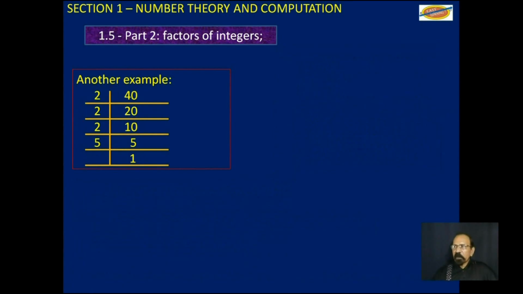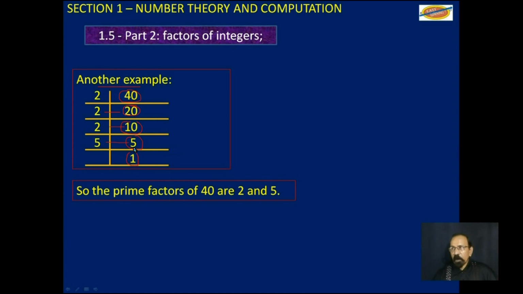Let's look at another example. Let's take 40 this time. If you divide 40 by 2, you get 20. Divide 20 by 2, you get 10. Divide 10 by 2, you get 5. Divide 5 by 5, you get 1. So the prime factors of 40 are 2 and 5.